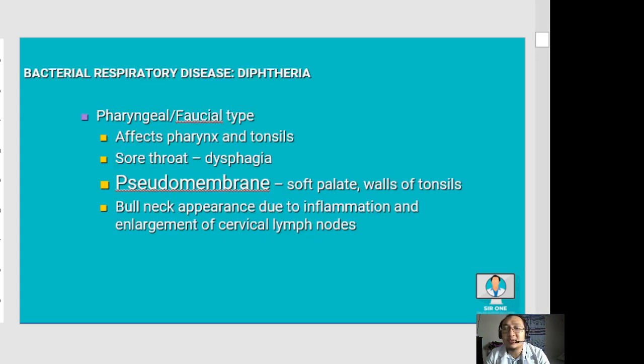Then another type is the pharyngeal or fauces type. It affects the pharynx and tonsils, and usually this is manifested by a pseudomembrane on the soft palate and walls of the tonsils, accompanied by sore throat, and the patient may have dysphagia. The patient may also have a bull neck appearance. This is due to inflammation and enlargement of cervical lymph nodes.